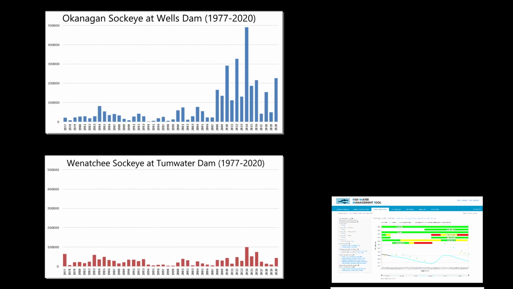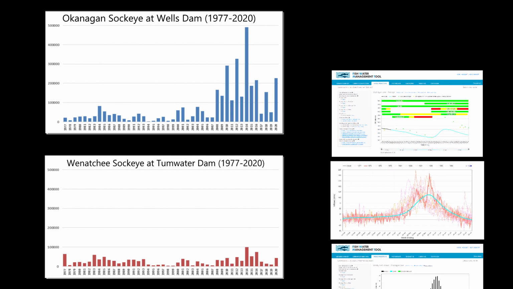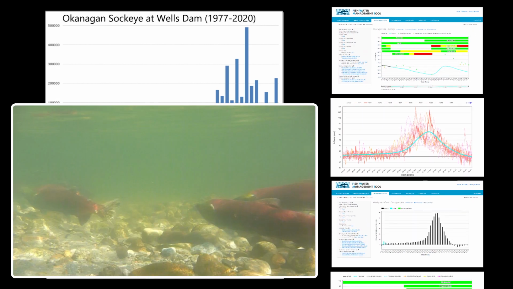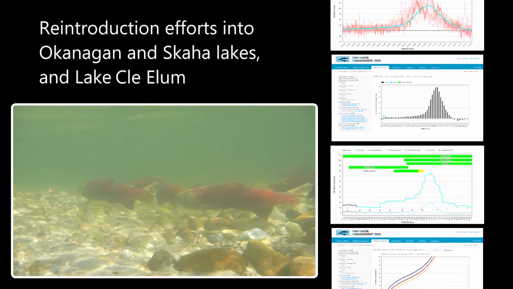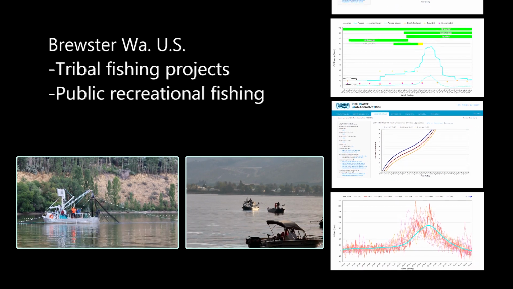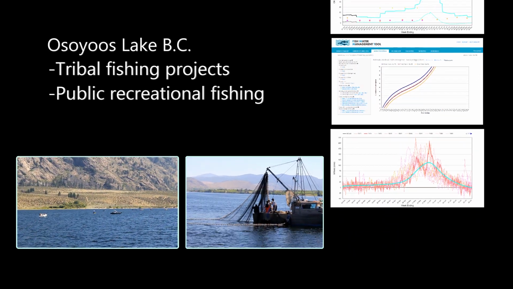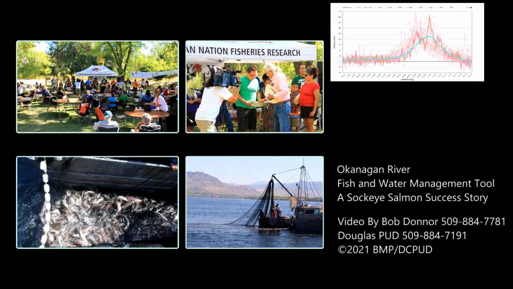By using the Fish Water Management Tool, Douglas PUD, along with our Canadian partners, have dramatically increased the size of the sockeye population, sufficient to help support reintroduction efforts into Okanagan, Skaha, and Lake Cle Elum. It has also expanded the sockeye carrying capacity of the Canadian lakes, and has helped the species be more resilient in the face of climate change and population growth in the Okanagan Basin.